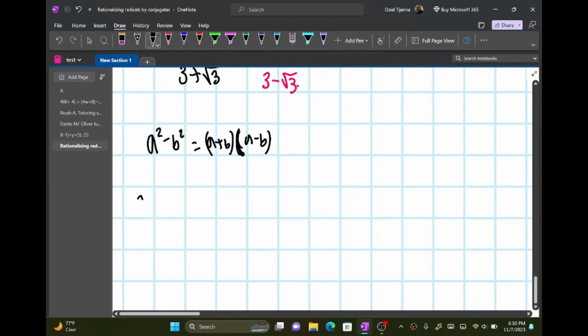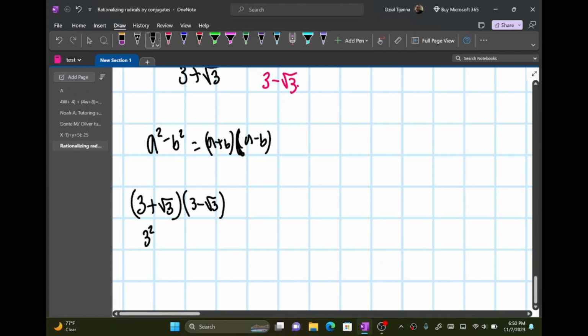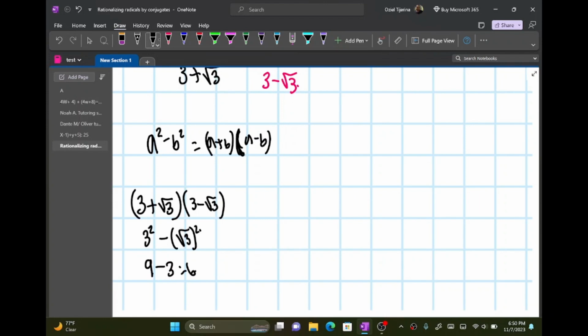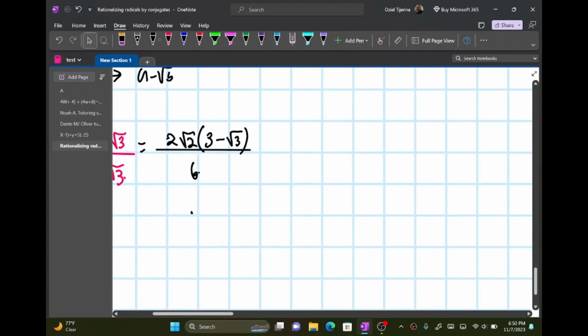Really, 3 plus square root of 3 times 3 minus square root of 3 will be 3 squared minus the quantity square root of 3 squared, which is 9 minus 3, which is 6. So on the bottom, we will have a 6 there. And all we have to do here is just simplify at this point.